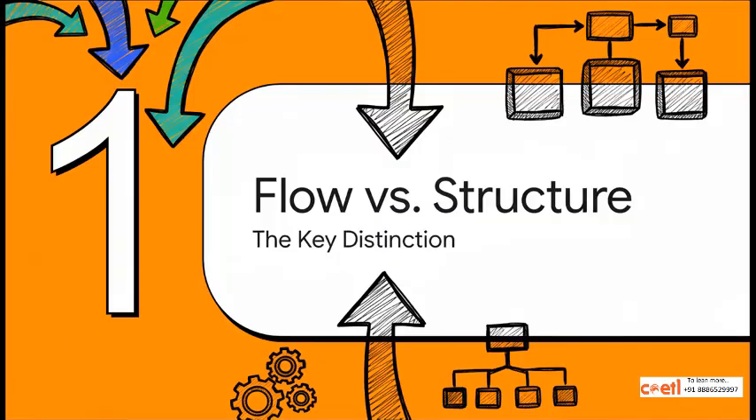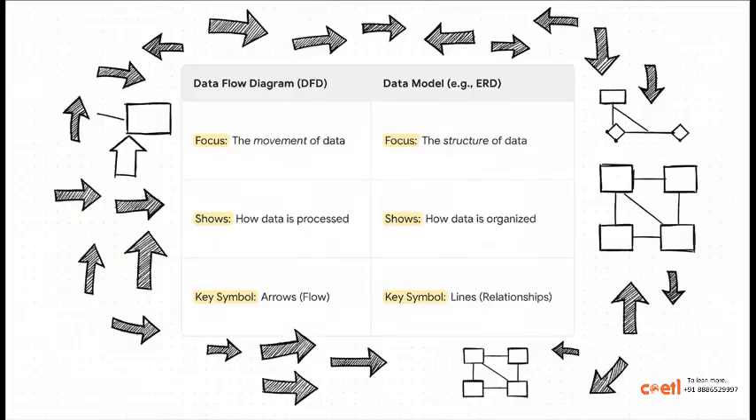Okay, before we go any further, we have to tackle the single biggest point of confusion that trips people up with DFDs, and that is the difference between flow and structure. I promise you, getting this right from the very beginning is absolutely key. So here's the deal. A data flow diagram is all about the journey of data, how it moves, how it gets changed and processed. Its most important symbol is the arrow, because it's all about direction and movement.